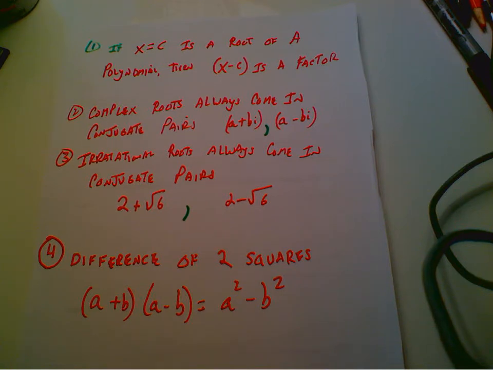So some review. First things first, if x equals c is a root of a polynomial, then x minus c is a factor of that polynomial. Two, complex roots always come in conjugate pairs. A plus bi, a minus bi, 2 plus 3i, 2 minus 3i, whatever it might happen to be. And that same structure comes from irrational roots. They also will always come in conjugate pairs. 2 plus the square root of 6, 2 minus the square root of 6.